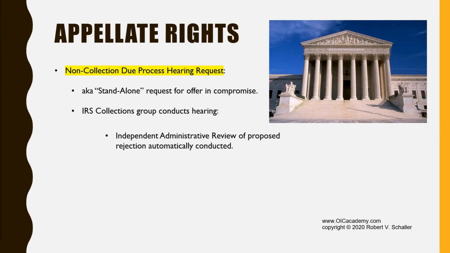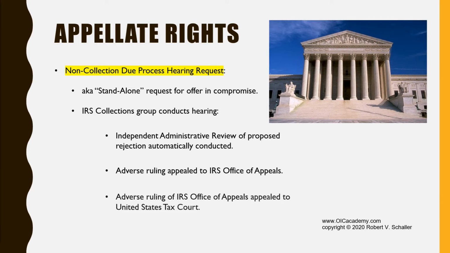If an adverse determination is proposed by the Collections Group, an independent administrative review of the proposed rejection is automatically conducted. An adverse ruling by the Collections Group is appealed to the IRS Office of Appeals. An adverse ruling by the Office of Appeals is appealed to the United States Tax Court.